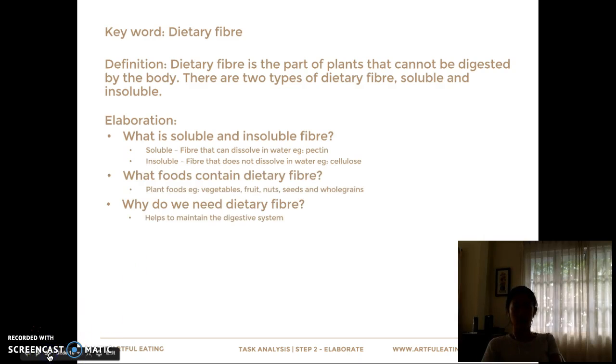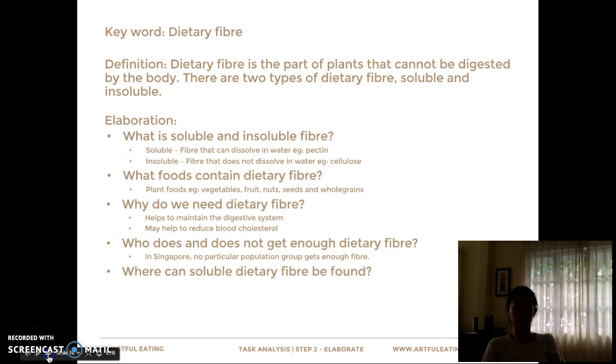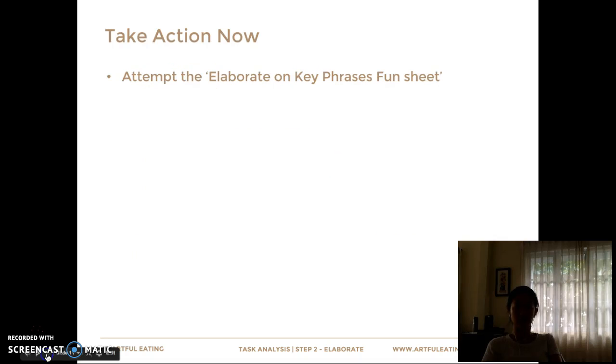And you want to do that for all the relevant questions that you've come up with. So you just want to briefly answer them. You can definitely use point form here. And if you're going to write in sentences, just write short sentences.